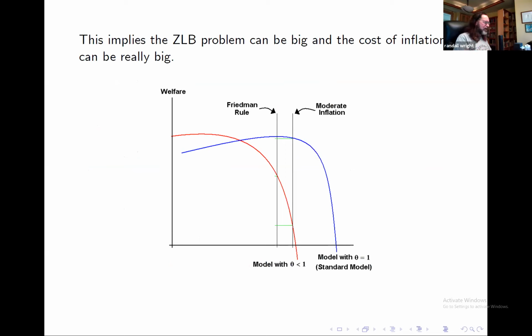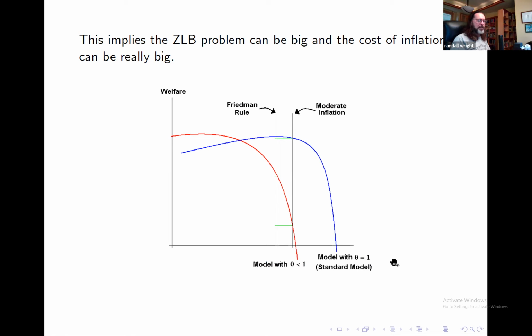Go pretty fast now. I want to show you some numbers because you've been asking about whether this matters for things using microfoundations. Here's the classic question of monetary policy. What's the cost of inflation? So here's Milton Friedman's intuition in a diagram.